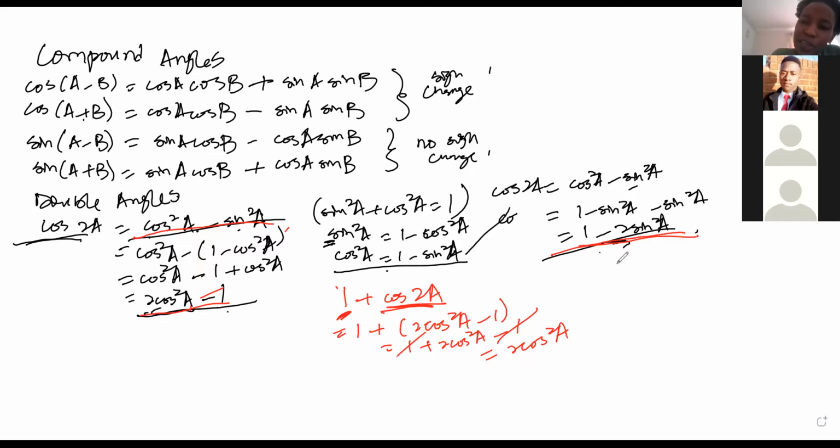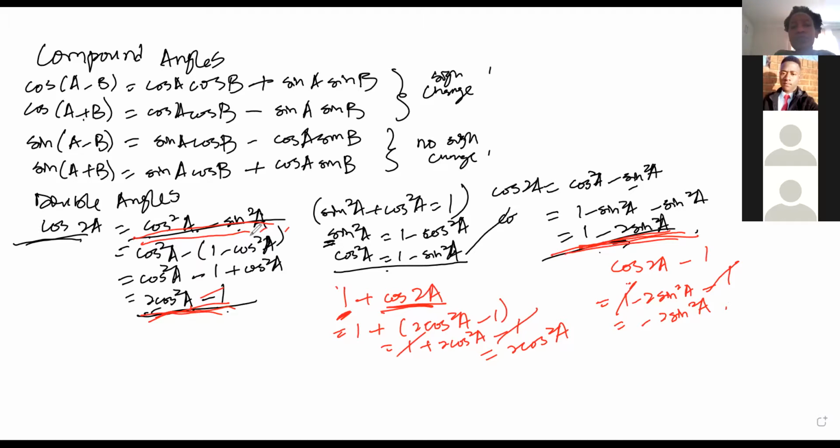The same way, if you are given cos 2A minus 1. If I take this one and use it here, I'm going to end up with minus 2, it's not going to cancel out. But if I use cos 2A as 1 minus 2 sin squared A, then minus 1, you see this and that cancel out. I'm left with minus 2 sin squared A. So that's how you know when to use this or that.